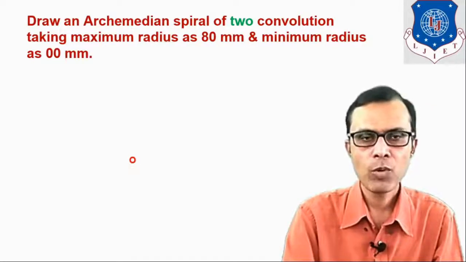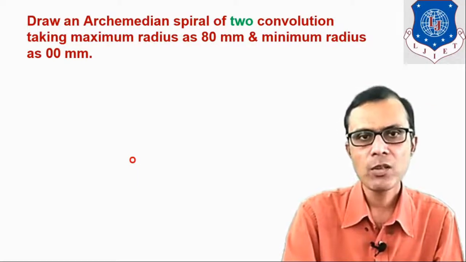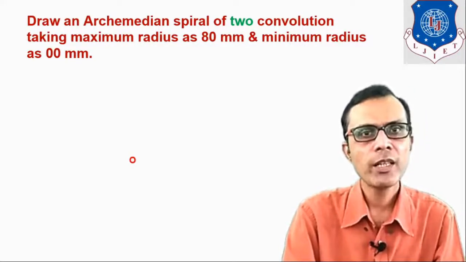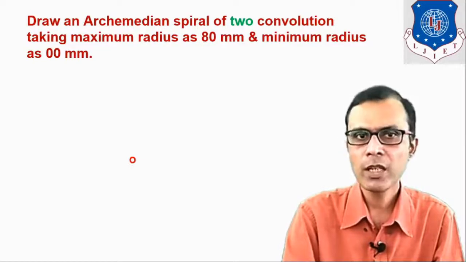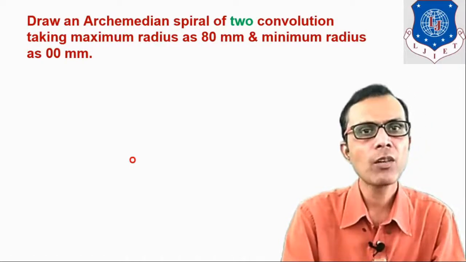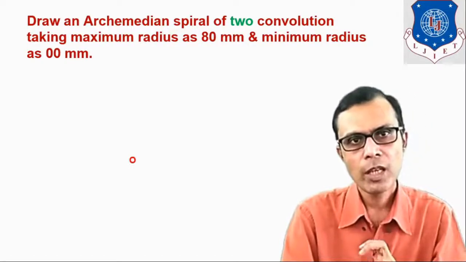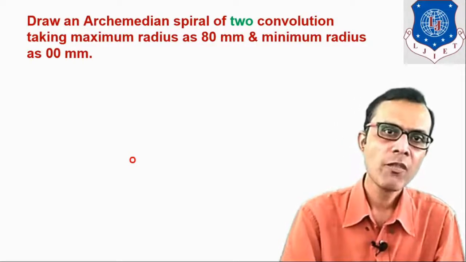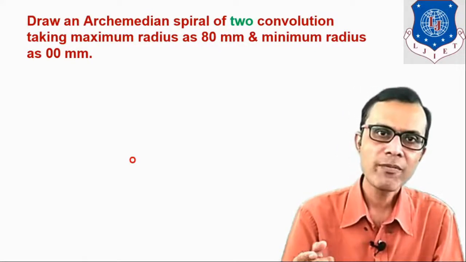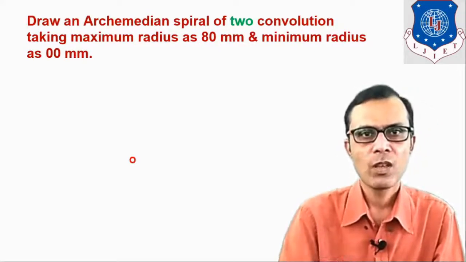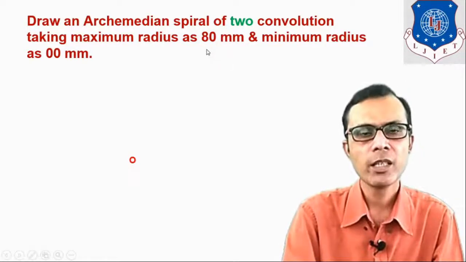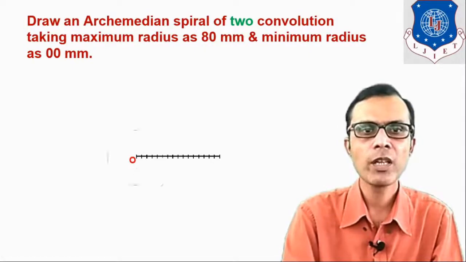So the procedure remains almost similar, but here two convolutions are given. So if we divide one convolution into 8 equal divisions, then it continues with the second rotation. So we have to give the notations in a continuous manner. When it completes one rotation, it will continue to rotate for the second rotation also. So 8 plus 8, that is 16. So we have to divide this linear movement 80 into 16 equal divisions.